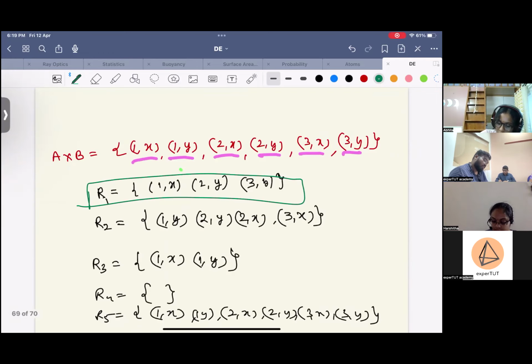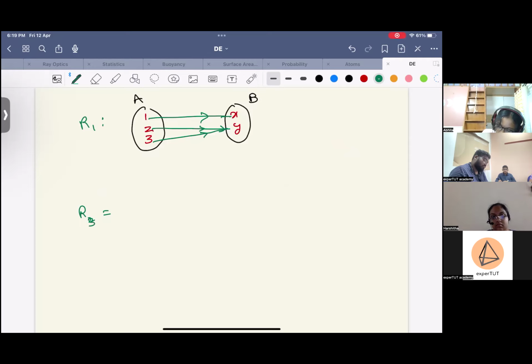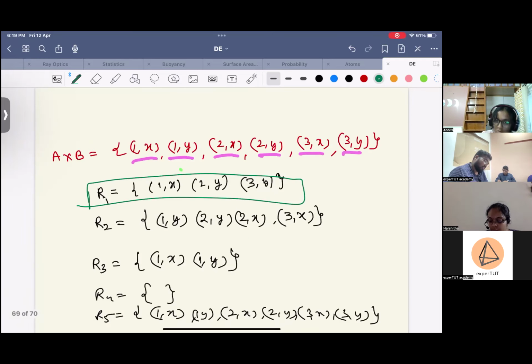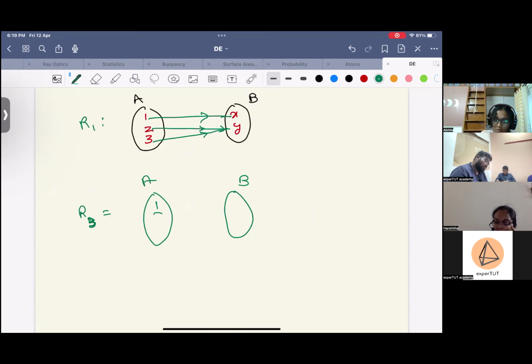R2 is 1x, 2x. So let's say R3 I'm making. R2 you make, R3 I'm making. R3 has 1x and 1y. So 1, 2, 3, x and y, and then 1x, and then 1y. So you can see that even though 2 and 3 are not connected, I have to show 2 and 3 in A and B.